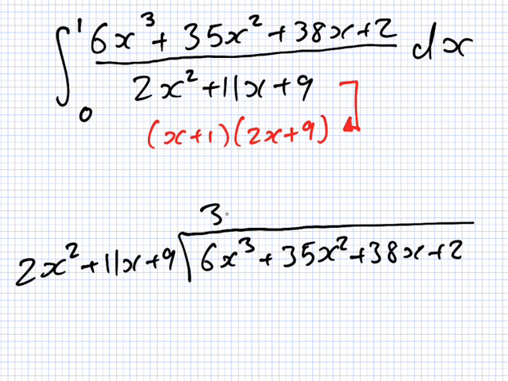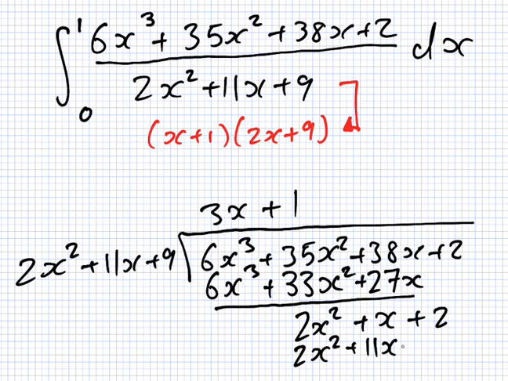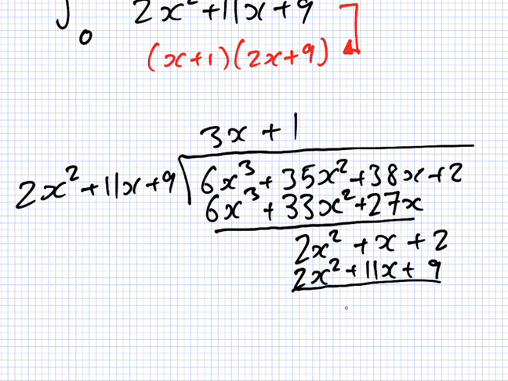Okay, so firstly I would need 3x, that would make 6x cubed plus 33x, yeah that's right, plus 27x squared and an x here. Okay. Leaving me with 2x squared plus x plus 2, just close, plus 1. 2x squared plus 11x plus 9. I subtract and I'm left with minus 10x.